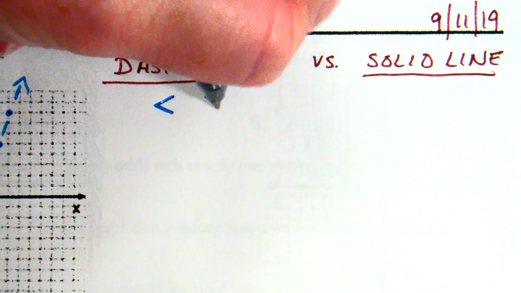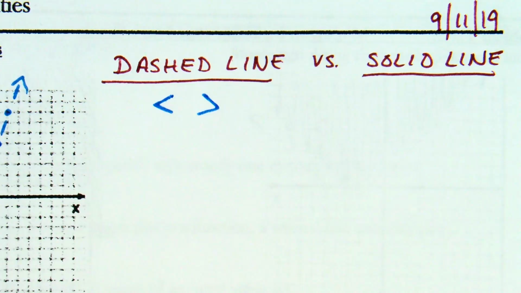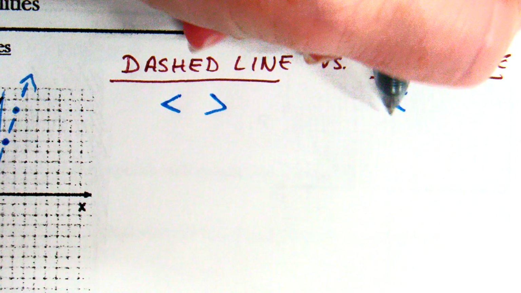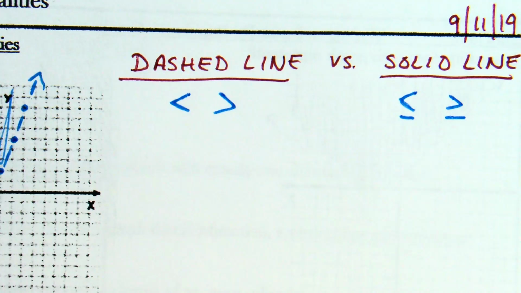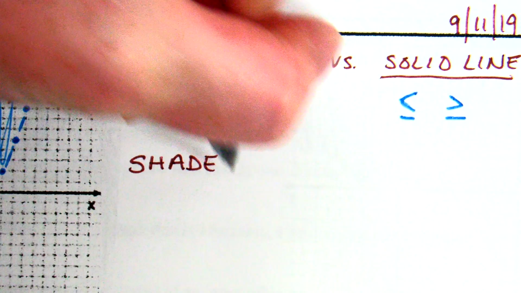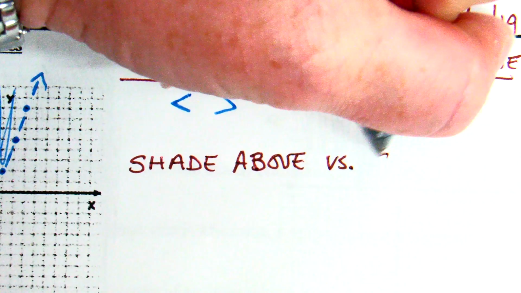So when does a solid line happen? So when the equal to does exist, so less than or equal to, greater than or equal to. And again, maybe you don't need this cheat sheet. Maybe you got it all straight in your head, but it doesn't hurt. The other thing I'm going to note is when we shade above versus below.